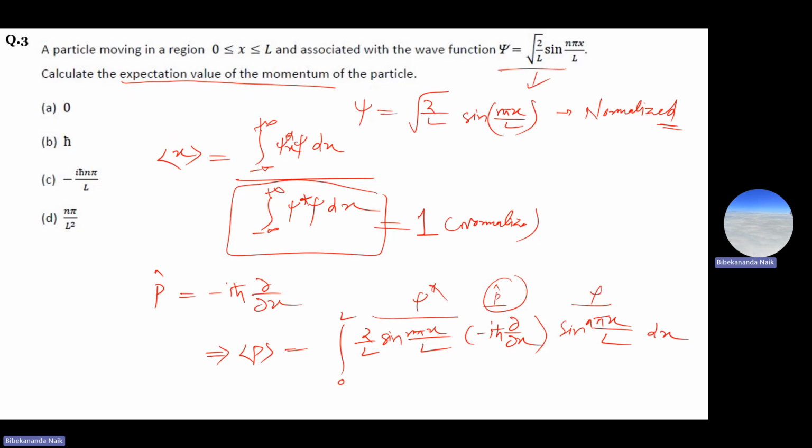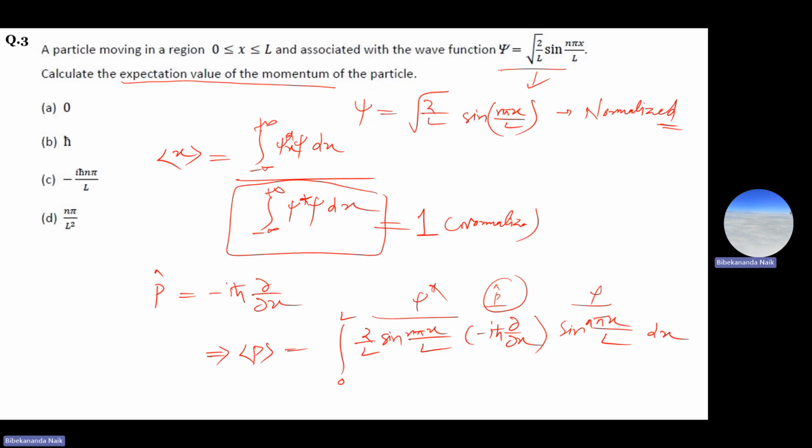Because if you see the nature of the wave function, there are two components. One is along the positive x direction, another along the negative x direction. So for half part of the wave function, if you calculate, there will be a negative value of momentum and there will be a positive value of momentum, then both these momenta get cancelled and you find the expectation value of momentum is 0.